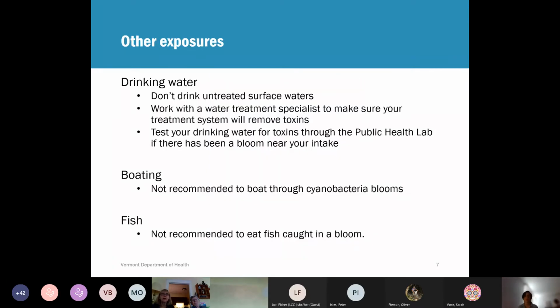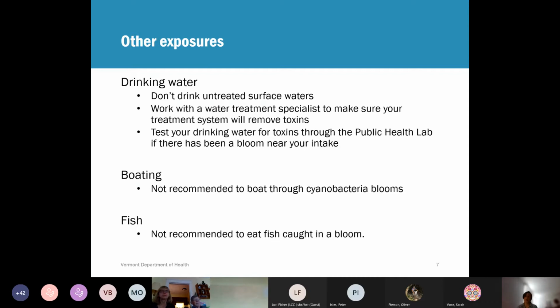And then I briefly wanted to touch on some of these other exposures aside from swimming exposures. So Sarah mentioned drinking water and what happened in Toledo. This slide is a little more geared towards private drinking water sources, where we really recommend not drinking untreated surface waters and working with a water treatment specialist to make sure that your treatment system for your surface water system will remove toxins, and then testing your drinking water for toxins through the public health lab if there has been a bloom near your intake, just to make sure.